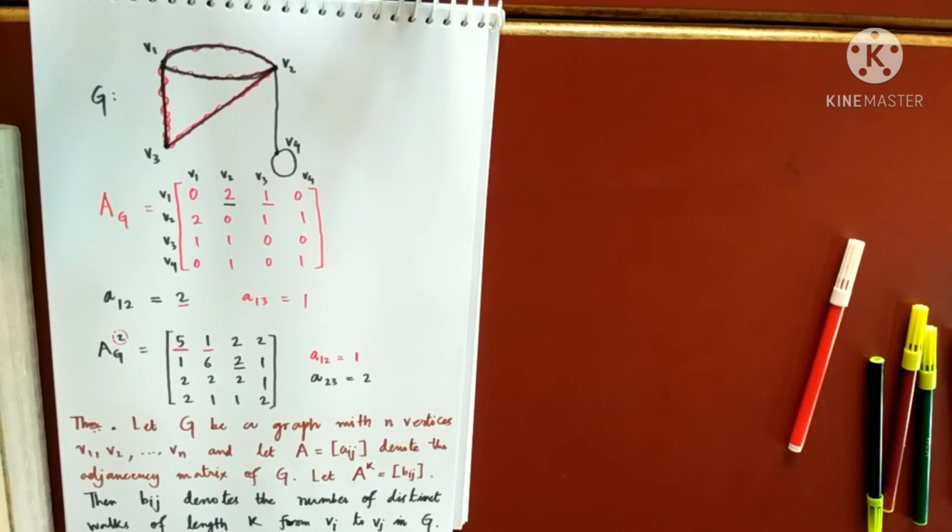You first write the adjacency matrix of that graph. Because they have asked us for length 3, you first determine A to the power 3, that is A cube, that means A into A into A. You determine that using matrix multiplication. Then the element B14, since I have asked from V1 to V4, will denote the number of distinct walks from V1 to V4 of length 3. Did you understand completely? Yes, sir. Okay.